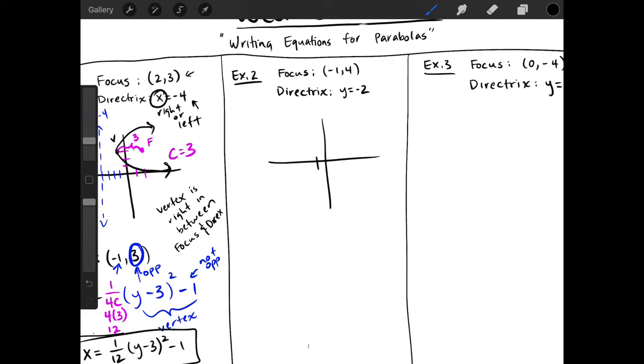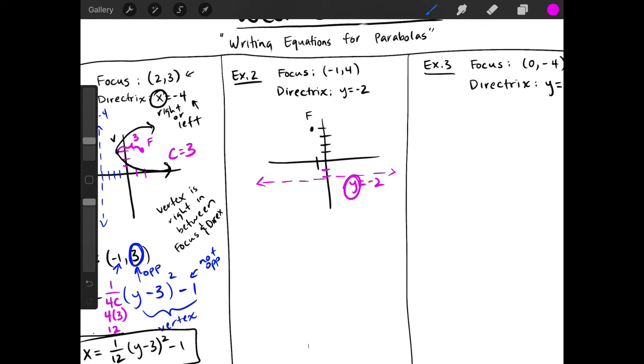Focus is (-1, 4). Again, slap that on our graph. (-1, 4) is right here. That's our focus. Our directrix in this case is y equals -2. Since it's y equals, now our directrix is this horizontal line.